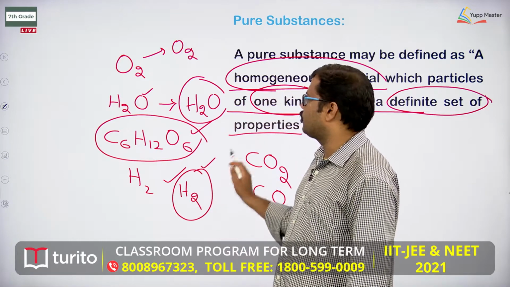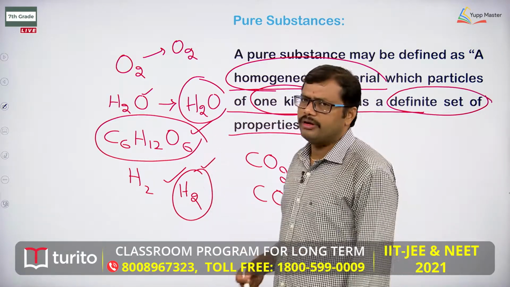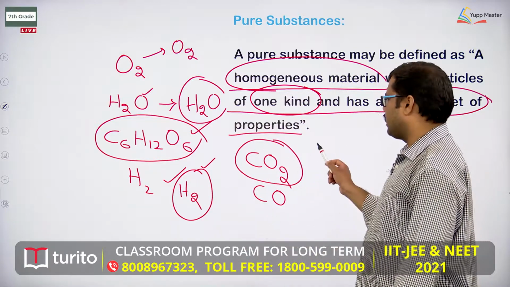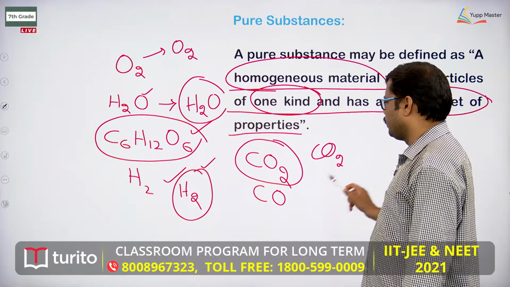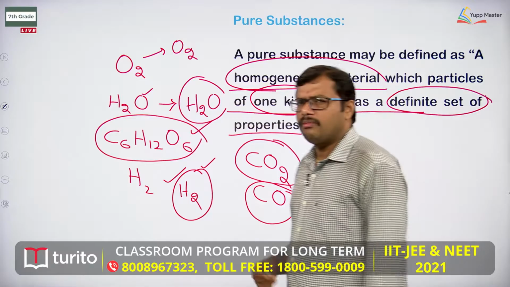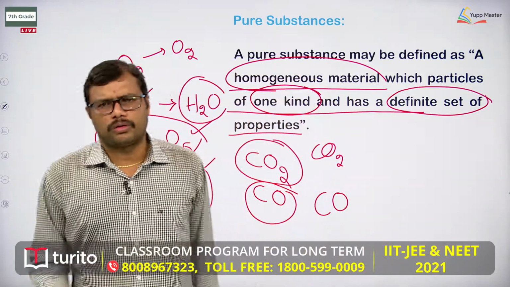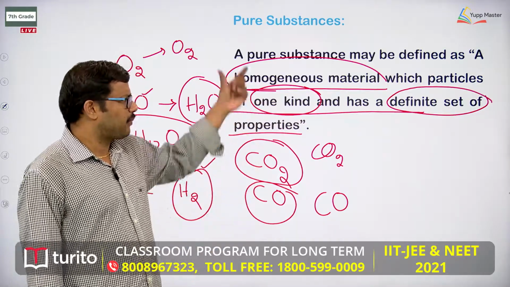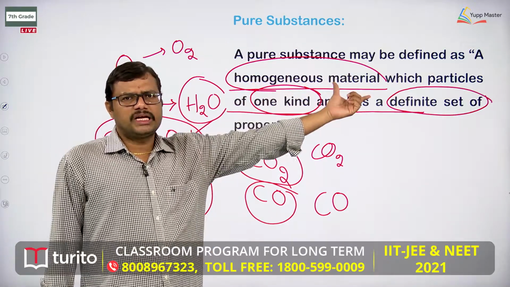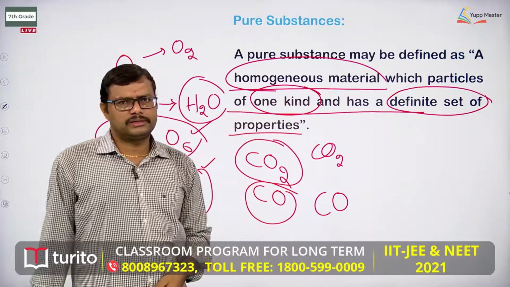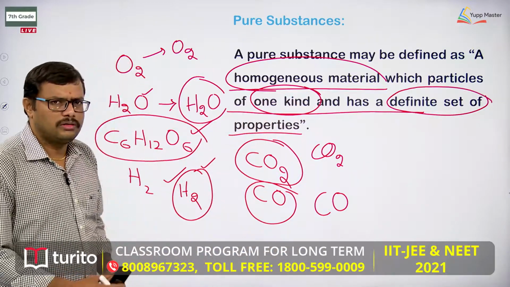So, this is considered to be a pure one, no other components are present. If you are taking only carbon dioxide, it contains only carbon dioxide molecules, so this is pure. If you are taking carbon monoxide, it contains only carbon monoxide molecules, it is pure. Okay. So, a pure substance is generally categorized as a homogeneous material which has particles of one kind and it will have a definite set of properties. So, the properties will also have a definite set.